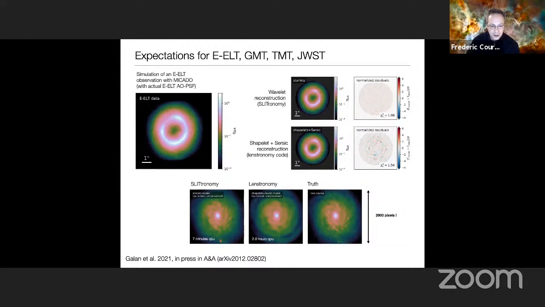On top of that, this takes 7 minutes CPU versus 3 hours here. And that's an image of 2000 pixels across. I don't know how many people here are familiar with lensing, but usually source reconstructions in lensing problems are of the order of 100 pixels across, not more. So here we really go for super high resolution.